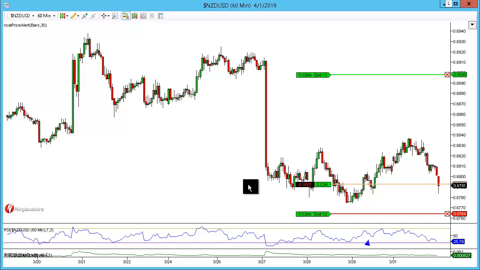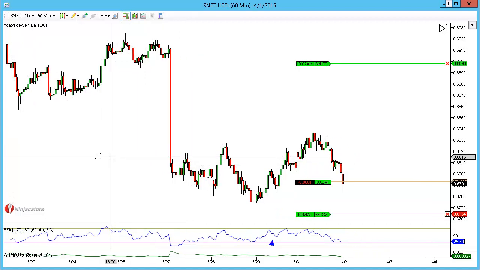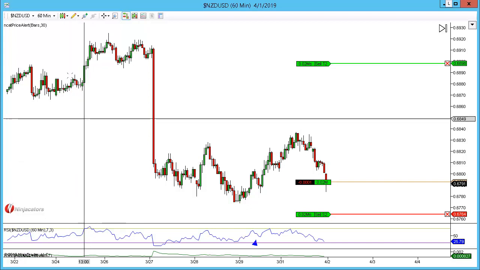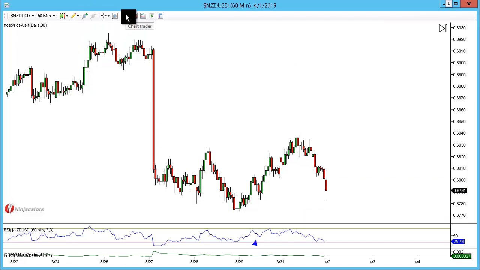This is the New Zealand dollar on the 60-minute time frame. This is a head and shoulders I just got involved with, and I'm going to talk through why I've got involved with this. We do have a higher time frame wedge pattern as well, so it's important here that we do the higher time frame analysis.